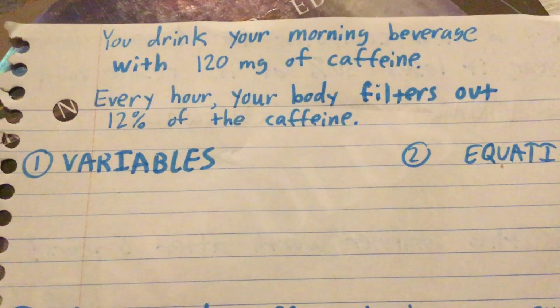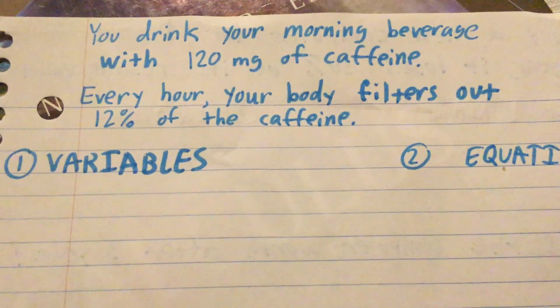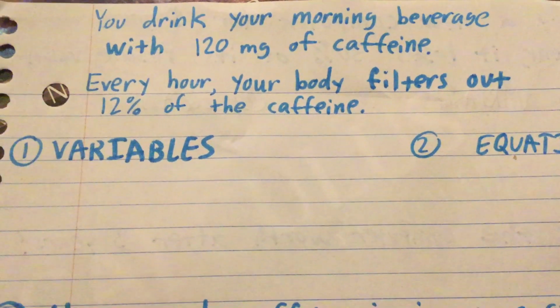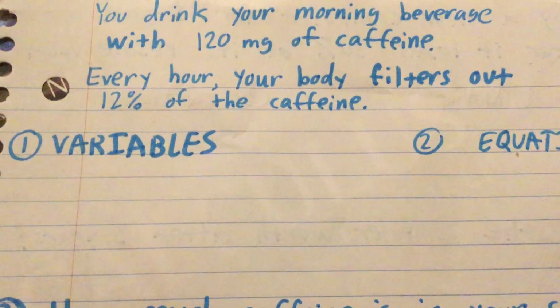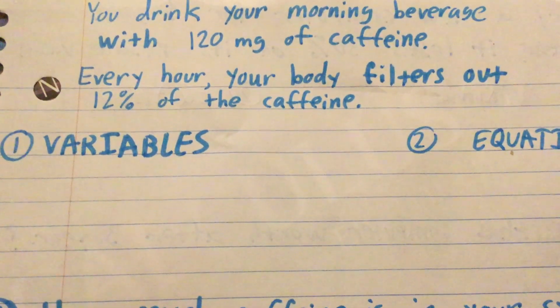All right, exponential word problems. Let's get on to it. You drink your morning beverage with 120 milligrams of caffeine. Every hour, your body filters out 12% of the caffeine.